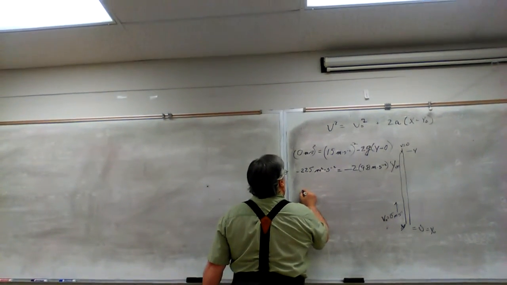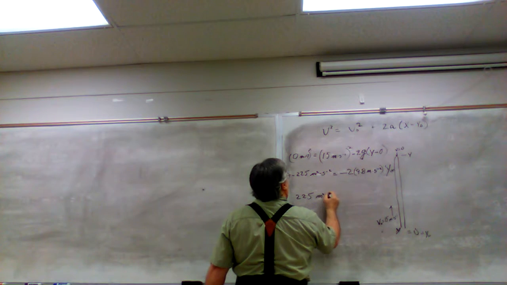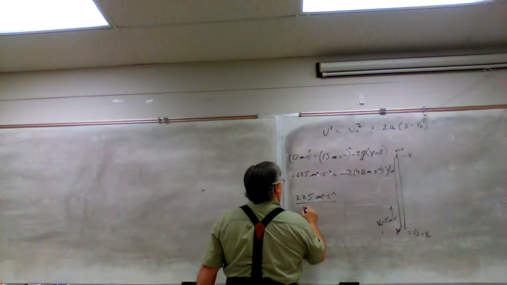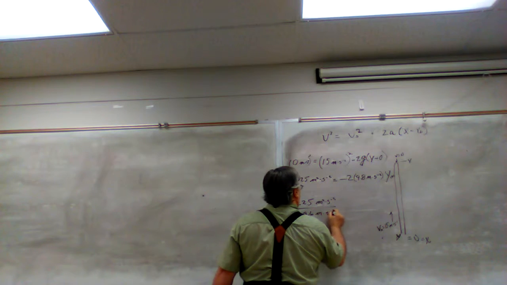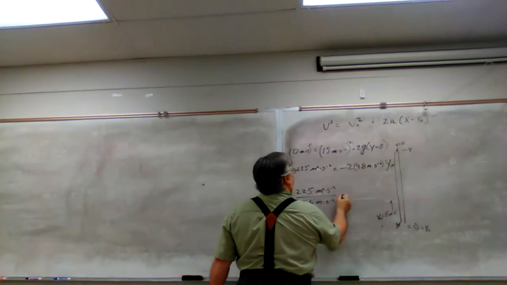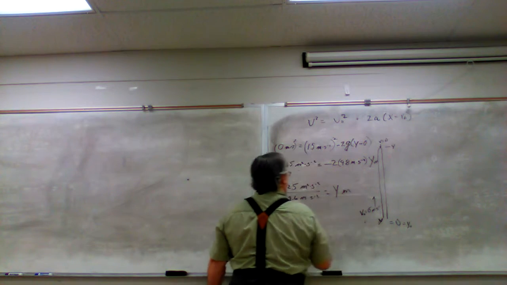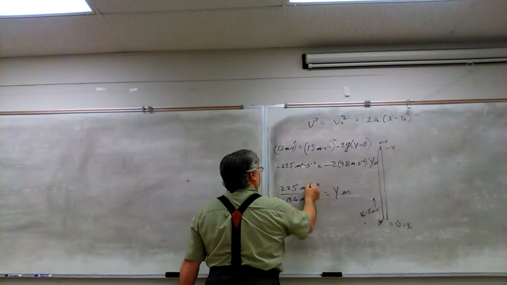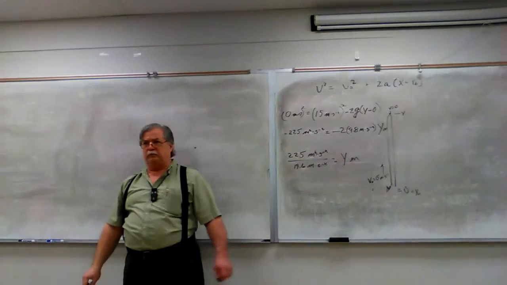Now we have the negatives canceling out. Meters squared per second squared divided by 19.6 meters per second squared equals y meters. Second squared per second squared cancel. One of the meters cancels. We're left with meters equal meters. So it looks better already.